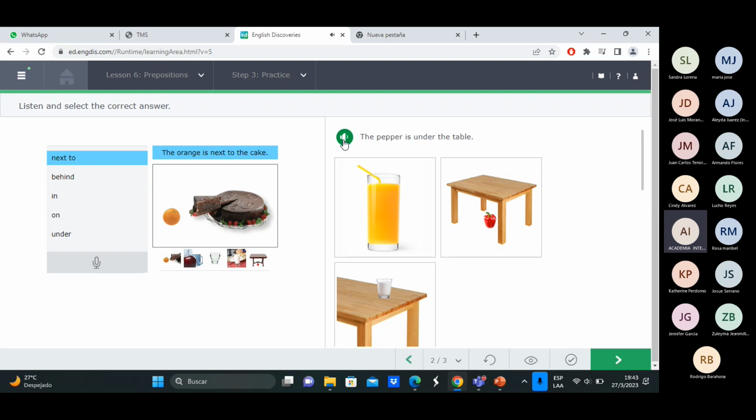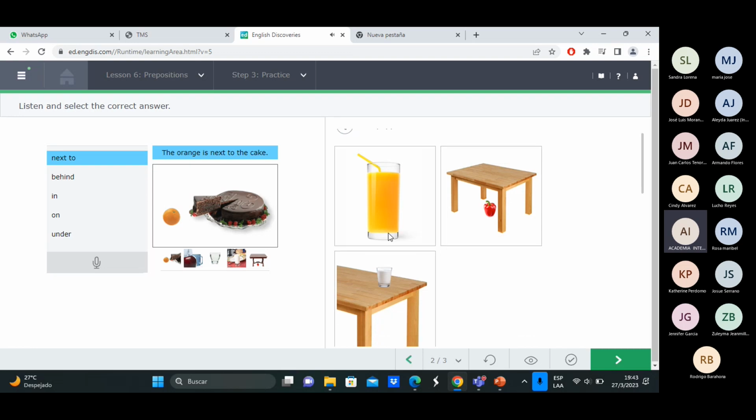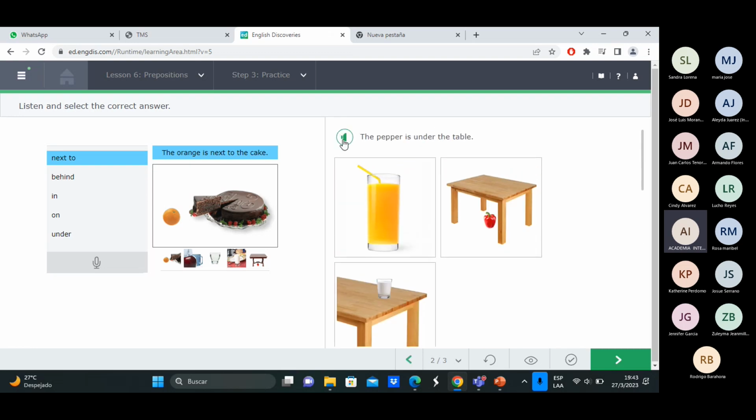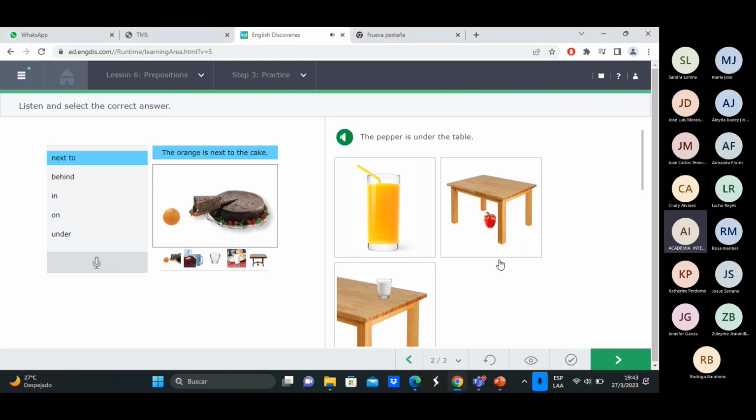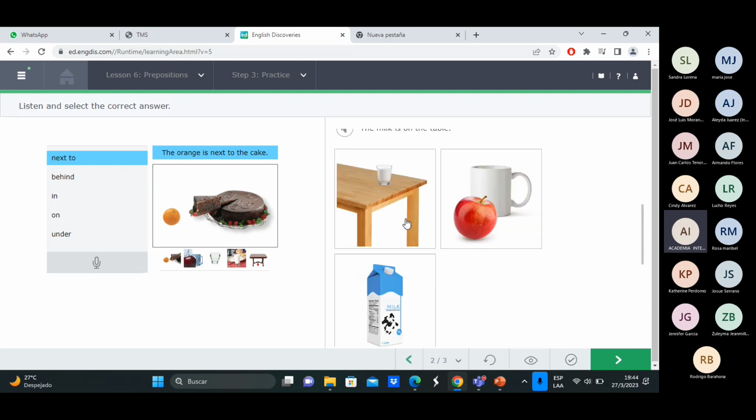The pepper is under the table. Which one would you select? ¿Cuál seleccionarían ustedes? According to what you hear. The pepper is under the table. What did you hear? ¿Qué escucharon? The pepper is under the table. El pimiento está abajo de la mesa. Correcto. Y solo dice que lo seleccionemos. Aquí dice, listen and select the correct answer. That's everything.